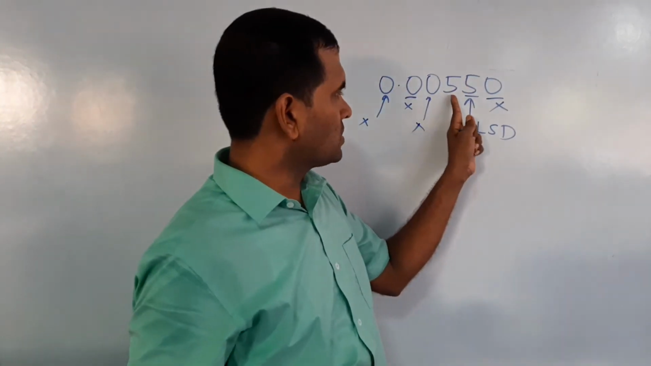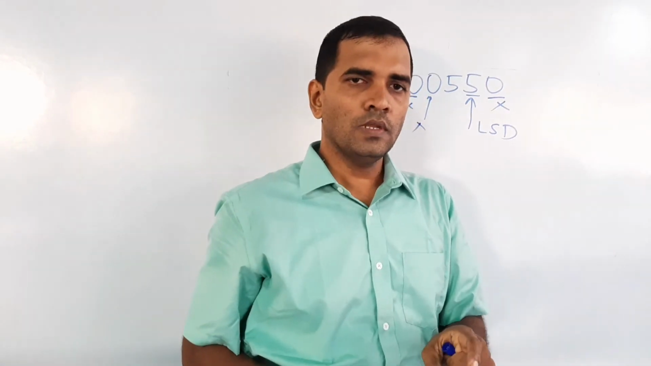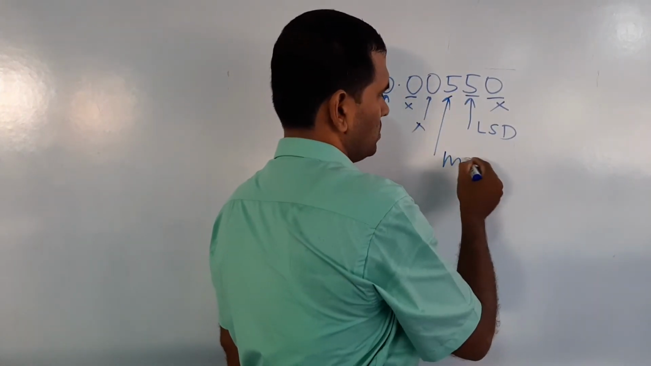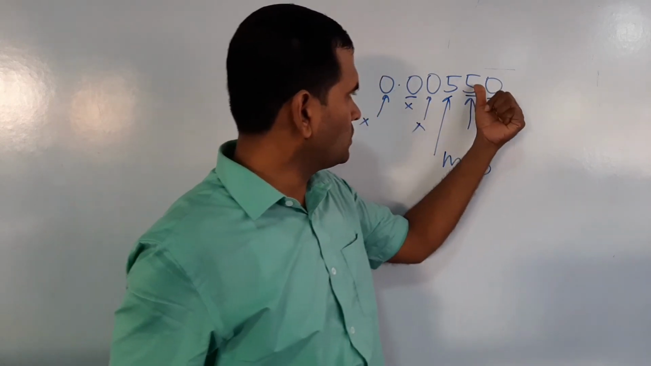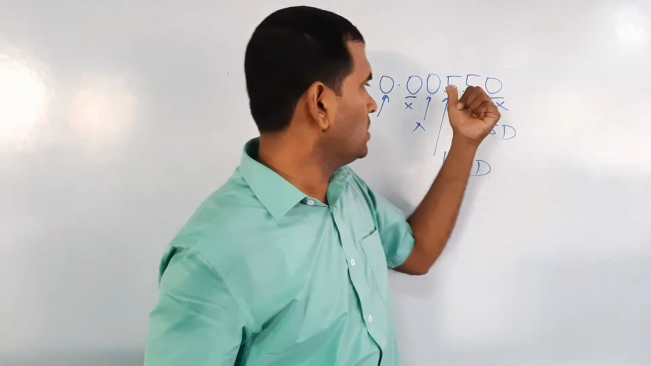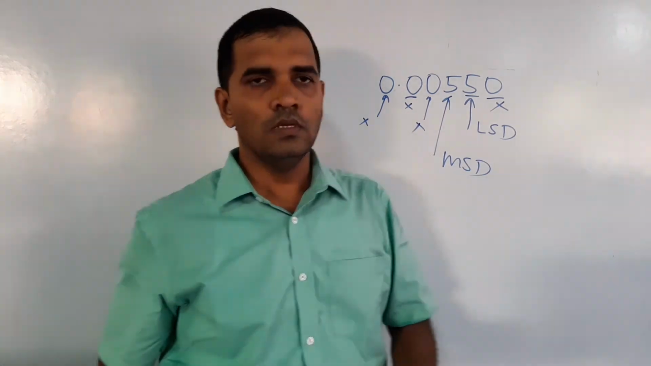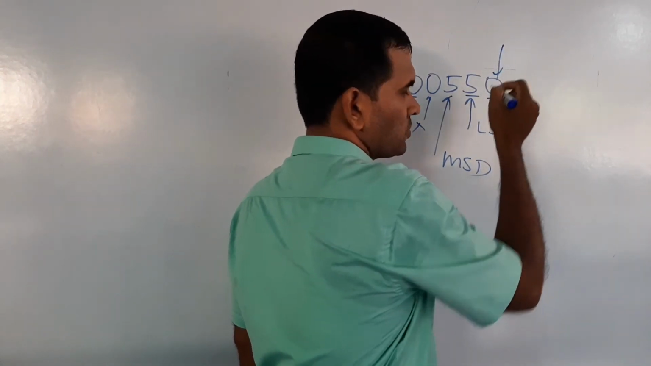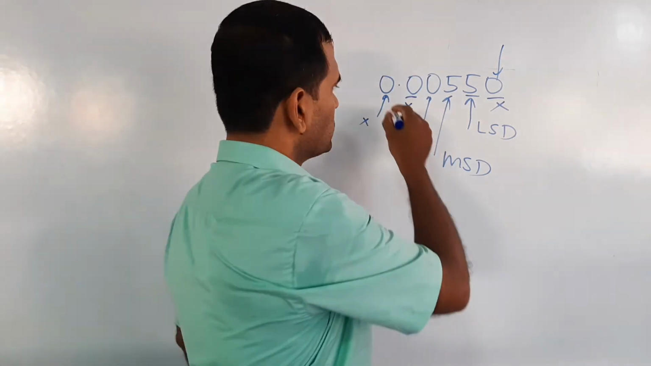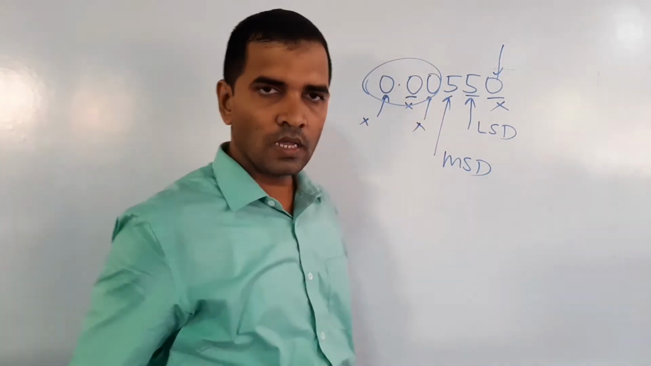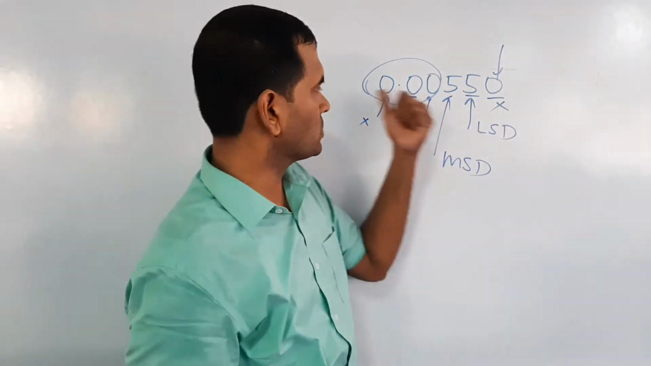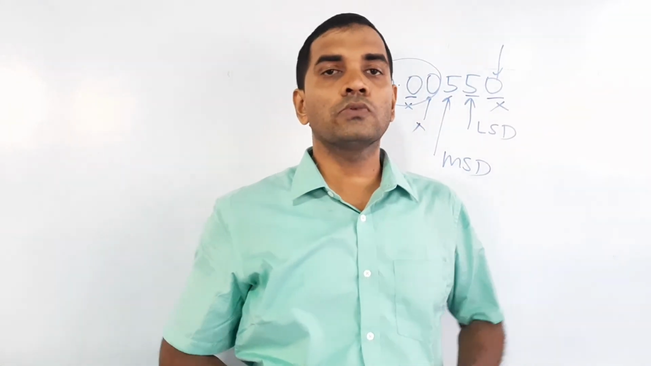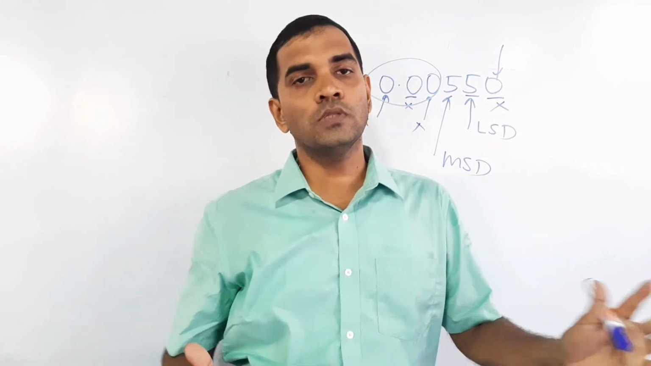Go to the next digit. Look at that. That is 5, right? Yes, that has a value. So this must be MSD. So here this 5 is taken as LSD. The 5 which comes first is MSD. This 0 cannot be LSD because that doesn't have value. These 3 zeros are not considered as MSD because even though they have values, they can never be MSD because they are zeros.